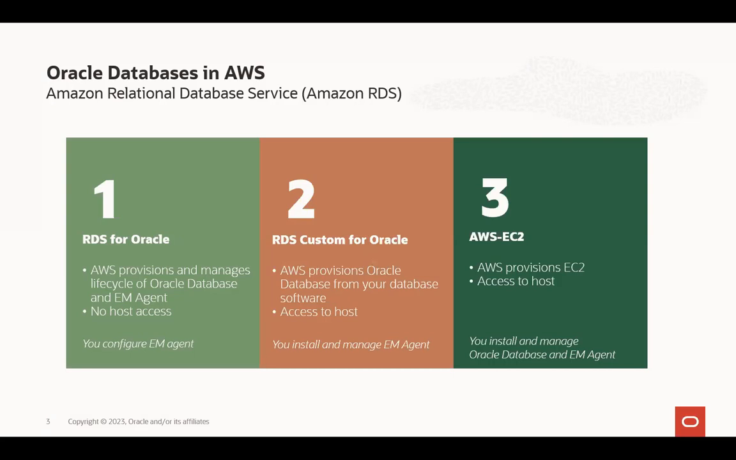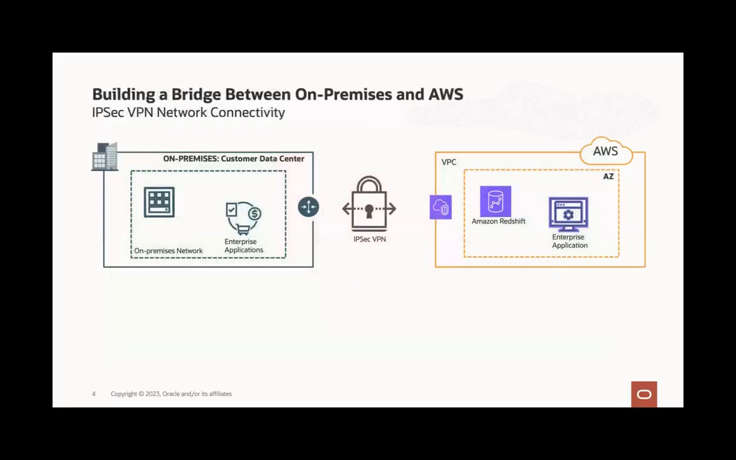But first, let me turn it over to Sumesh, who will discuss the basic prerequisite step of configuring network connectivity between Enterprise Manager and AWS. As more organizations adopt hybrid cloud architectures, it becomes essential to have a unified monitoring solution that covers both on-premises and cloud environments. Also, it is crucial to establish secure and reliable connections between on-premises infrastructure and cloud environments.